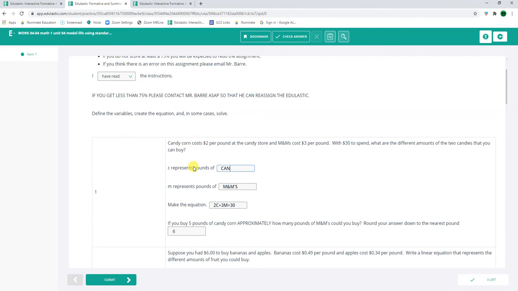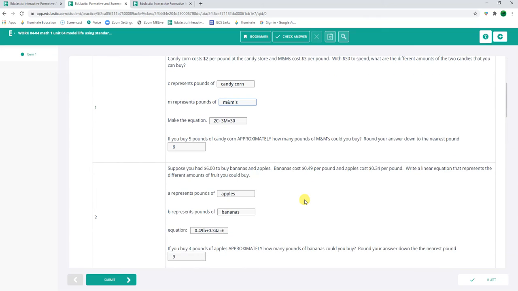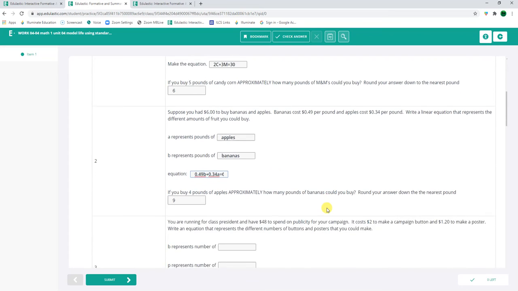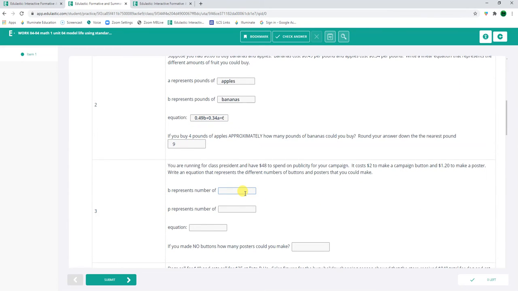Okay, let's do this candy. We'll do this M and M's. And it was happy here, it just didn't like my equation. Remember, I only have to get a 75, so I'll be okay. Let's do this one. Class president, $48 to spend on publicity. $2 to make a button. Okay, B represents the number of buttons. P represents the number of posters.